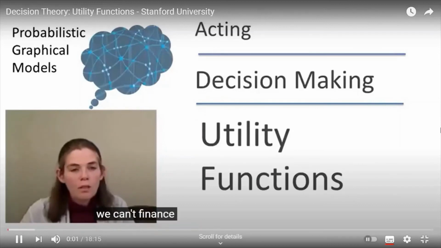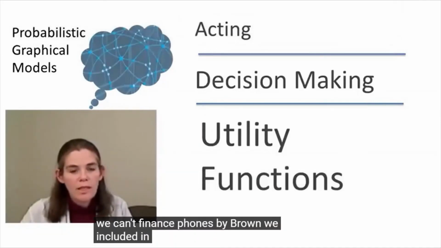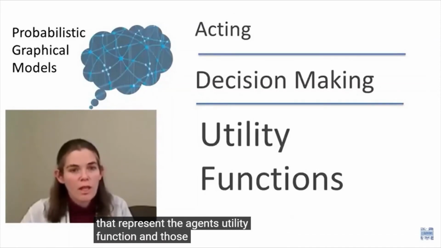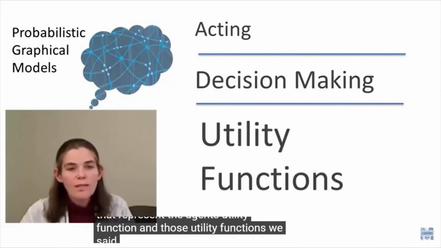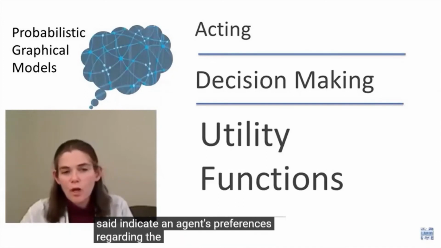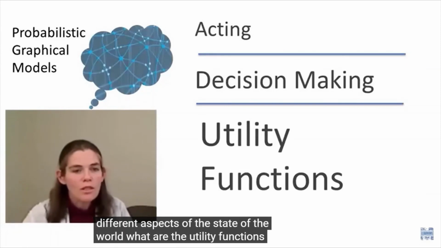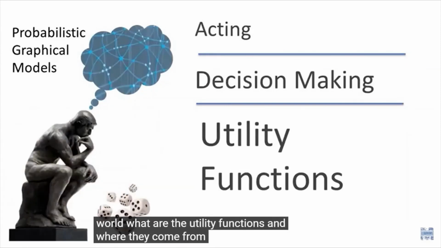Here's an example video of using utility functions. When we talked about influence diagrams, we included in the influence diagram nodes that represent the agent's utility function. And those utility functions, we said, indicate an agent's preferences regarding the state of the world or different aspects of the state of the world. What are these utility functions and where do they come from?